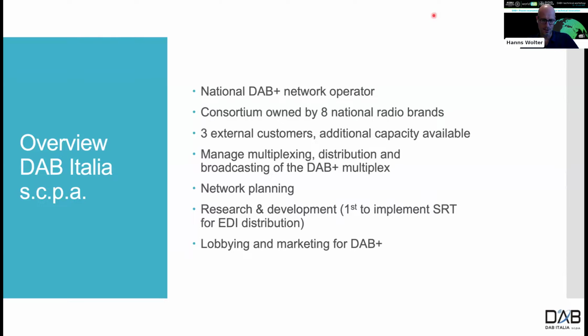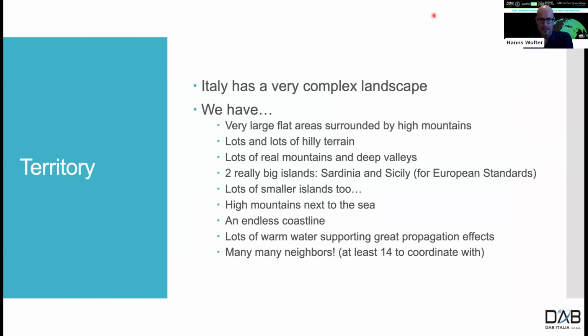Everybody knows Italy. It's this strange thing, which is very interesting. I'll come back to that in a second, because Italian territory has a lot of specific characteristics. There are some very large flat areas, but we also have high mountains. Most of the central part of Italy is very hilly. We have big islands, small islands, and of course very high mountains just next to the sea. So it's always a very mixed scenario, basically.